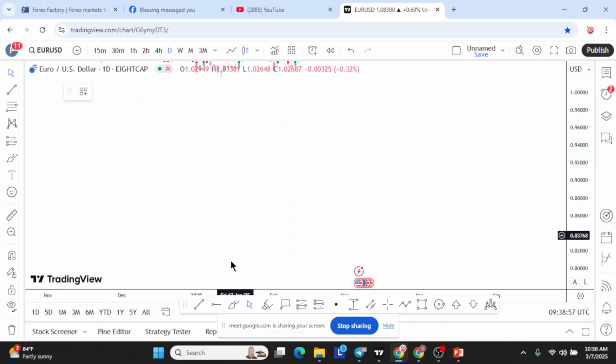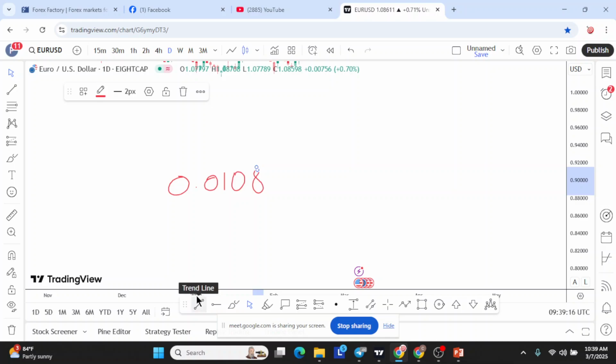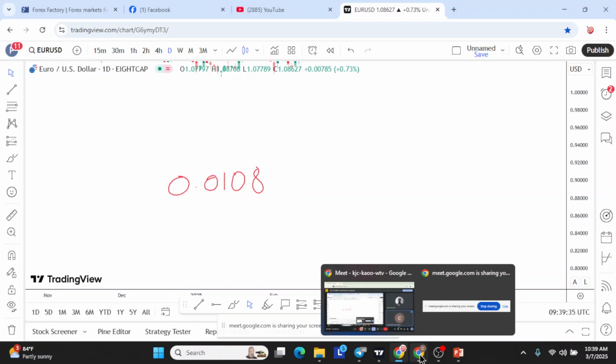Now, from what I have explained before, I want you to tell me how many pips I've just written. If I write 0.0108, how many pips is this that I've just written? Three pips, you said? 3 pips? No, this is not 3 pips. Far from it.